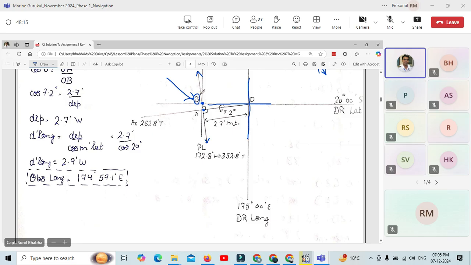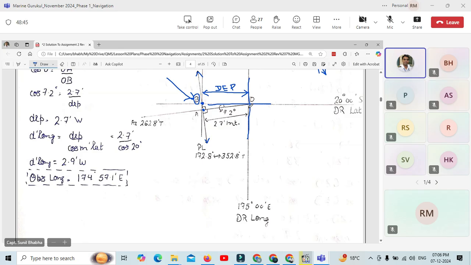Now it can be found out in two ways. One is the simplest way. You can find out the departure from your plot. You can measure it here, find out the departure from your plot, convert it to D long straight away using the departure D long formula. That's one way. Right, beta? This is by graph method. Correct, sir. We can directly plot it on the graph so that we can get departure and convert to D long.